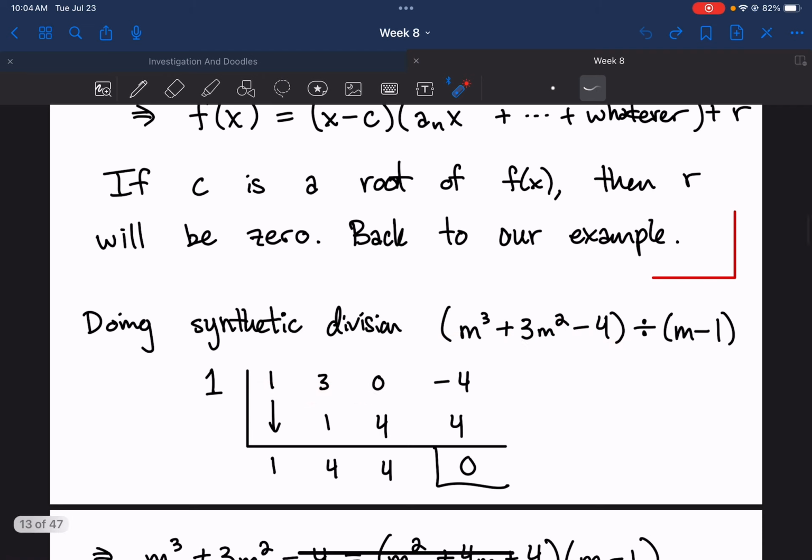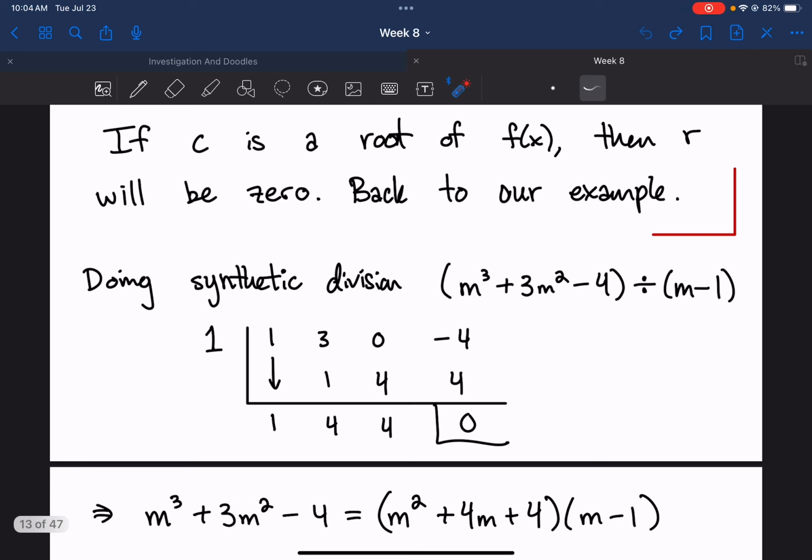Okay, then we start the algorithm. The 1 drops down. 1 times 1 is 1. That goes here. 3 plus 1 is 4. 1 times 4 is 4. That goes here. 0 plus 4 is 4. 1 times 4 is 4. That goes here. Negative 4 plus 4 is 0. Remainder of 0. I knew this was a factor already.